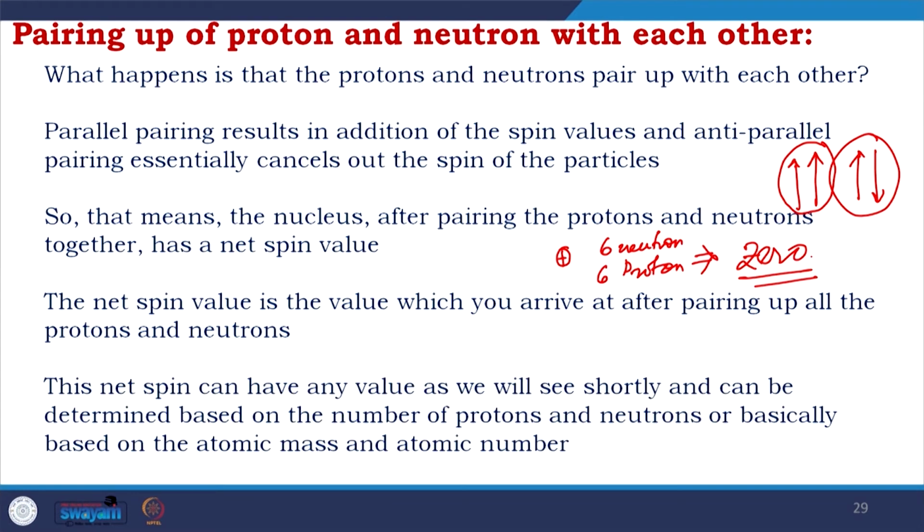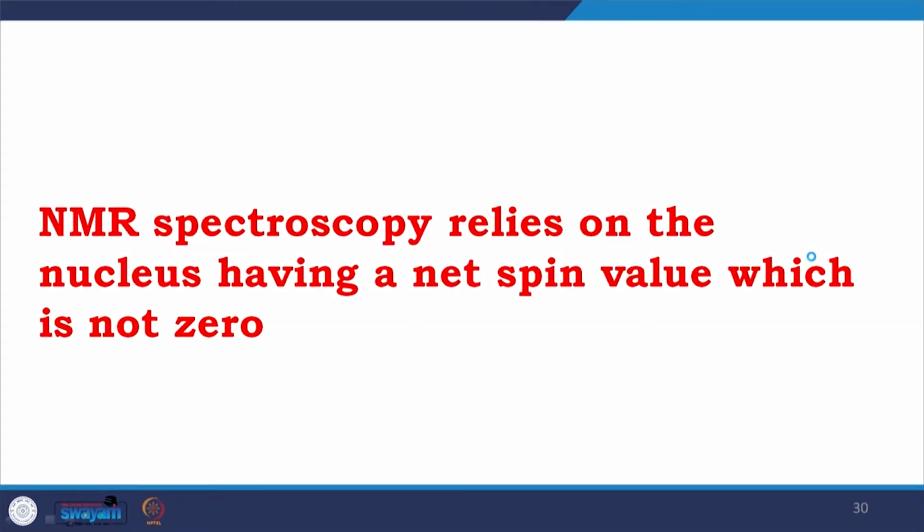This net spin can have any value, as we will see shortly, and can be determined based on the number of protons and neutrons, or basically based on the atomic mass and atomic number. Also, to be remembered very critically, NMR spectroscopy relies on the nucleus having a net spin value which is not 0. So, if it is 0, that is NMR inactive.